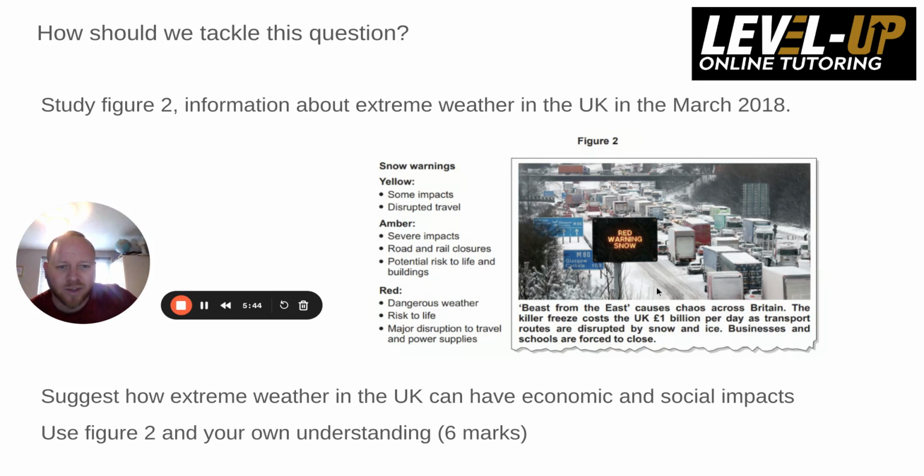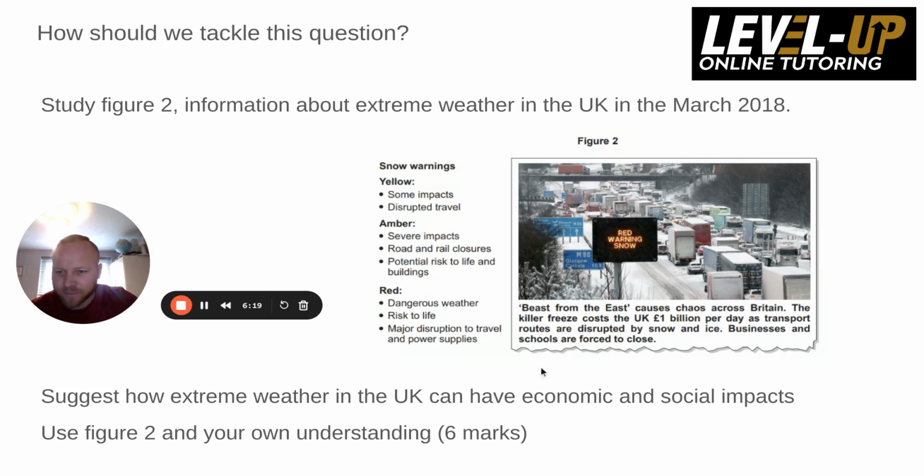Okay, so we might say what we can see in the photo. I can see lots of lorries, lots of trucks that are carrying goods, most likely, in a traffic jam. This is going to have an economic impact because we can't get those goods to their suppliers. Here's a fact to back it up. Look, the killer freeze cost the UK £1 billion per day as transport routes are disrupted by snow and ice. Businesses and schools are forced to close. Again, we've got warnings up here. Red, danger to life, risk to life, major disruption to travel and power. Red warning. Okay, so we can link those two together.